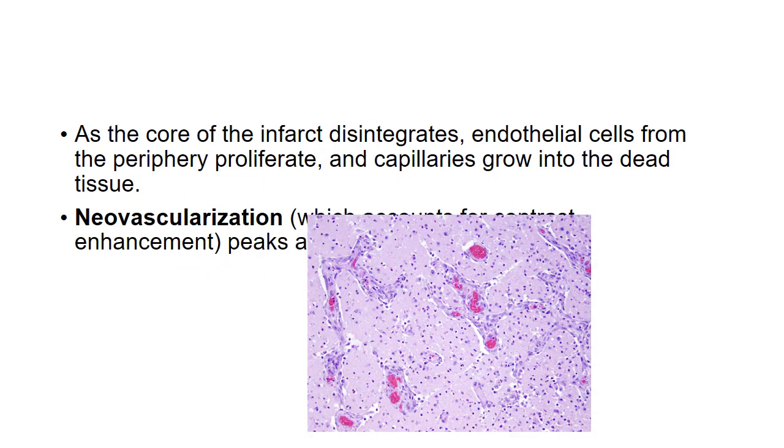So as the core of the infarct disintegrates, endothelial cells from the periphery start proliferating and capillaries start growing into the dead tissue. Neovascularization peaks at around 2 weeks. And this neovascularization is responsible for the contrast enhancement noted on a CT scan. So these are the vessels which start proliferating and growing into the dead tissue.